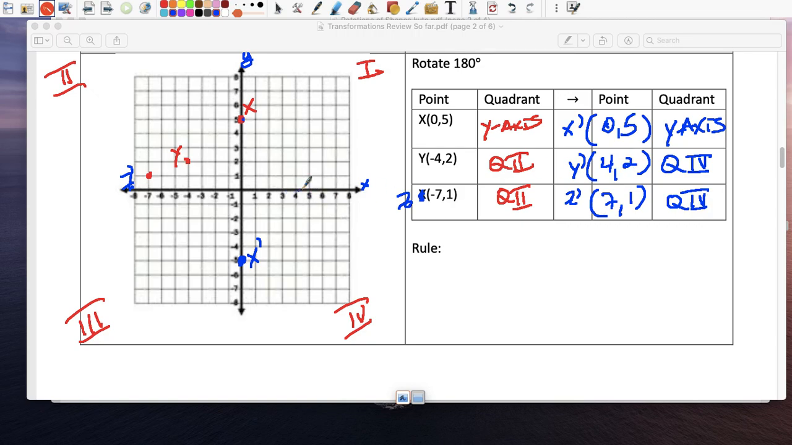4 and 2 land in quadrant 4. In quadrant 4, the second number, the Y coordinate, is negative. So (4, -2) is right here. And then (7, -1) right here. And this is Y prime, and this is Z prime. If you connect them, that's the triangle.